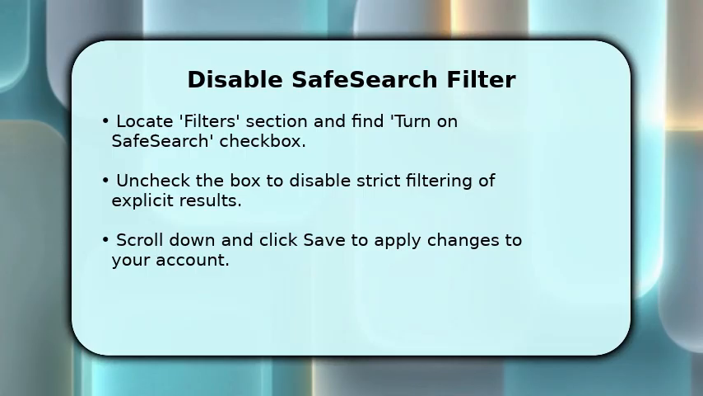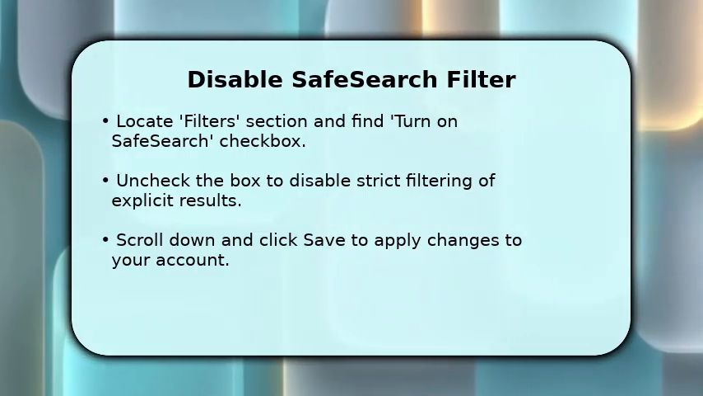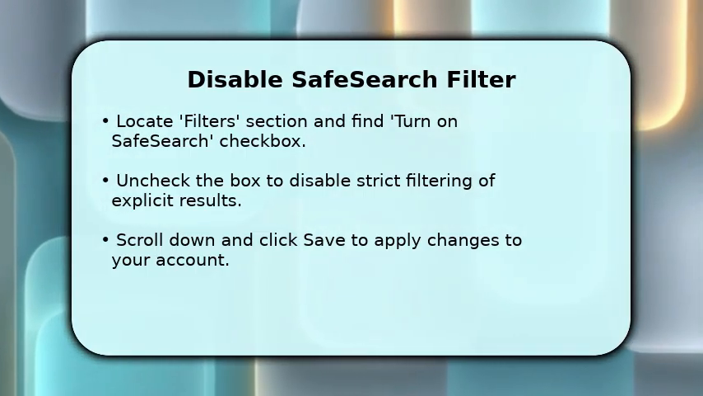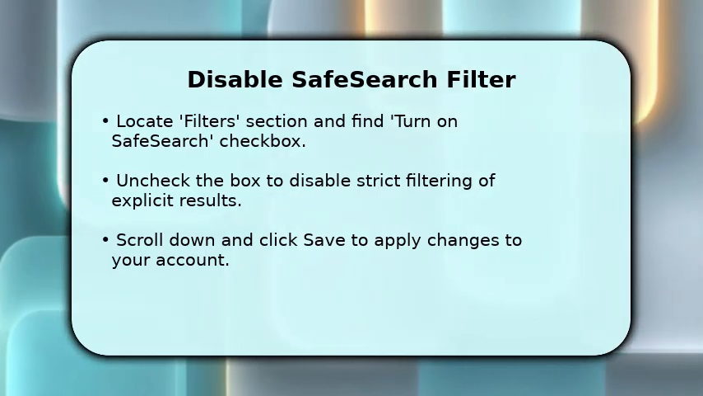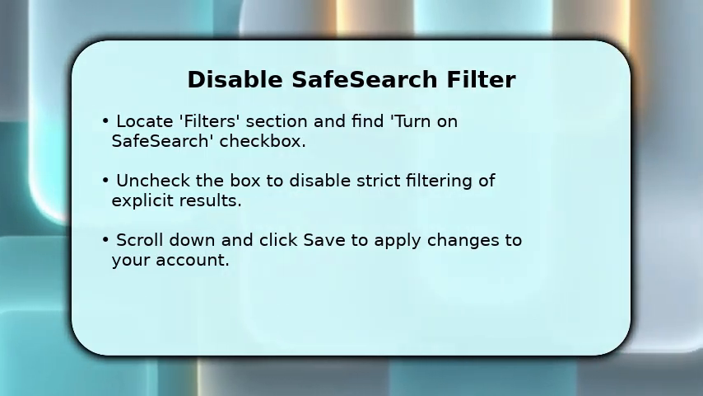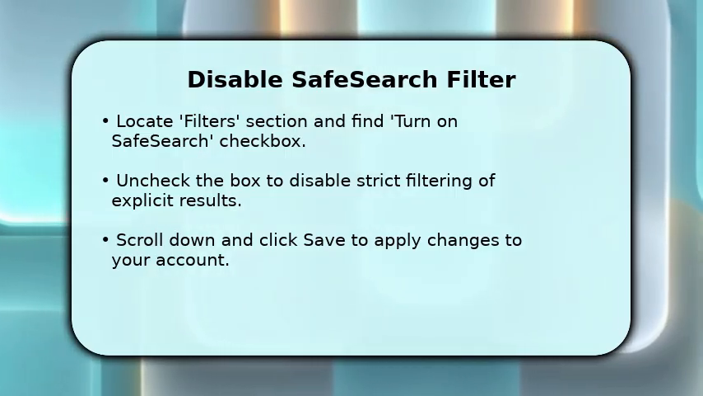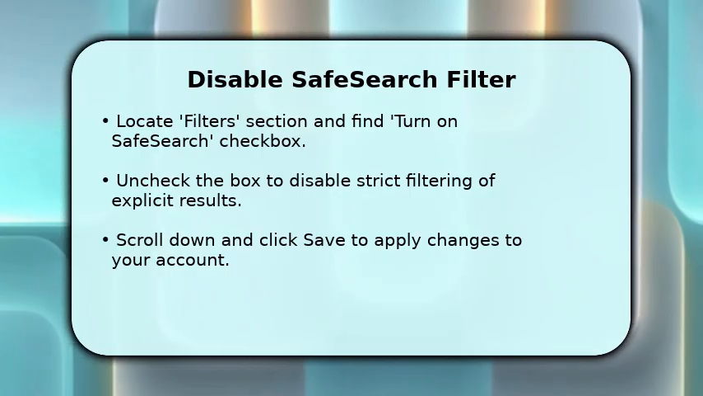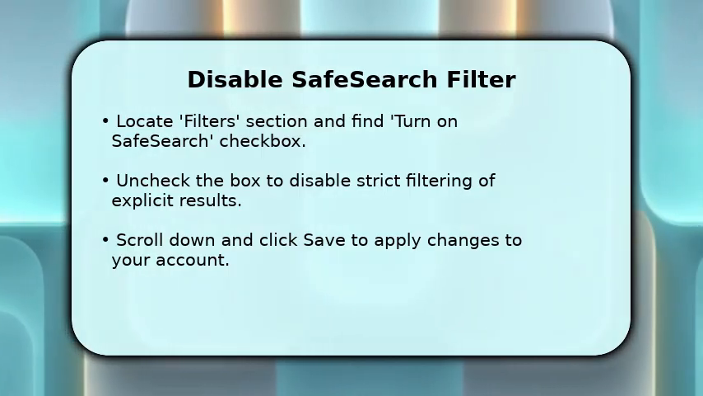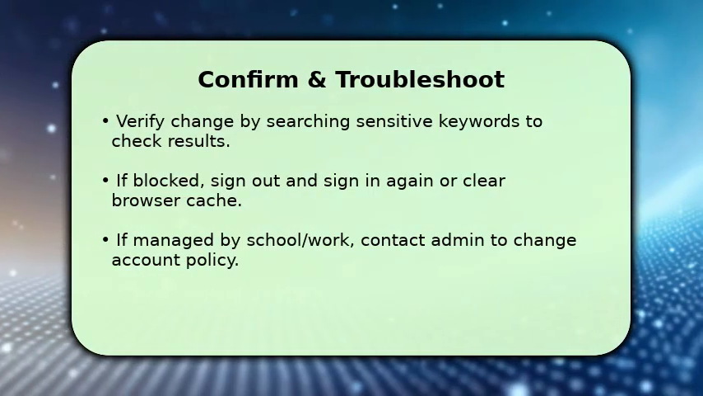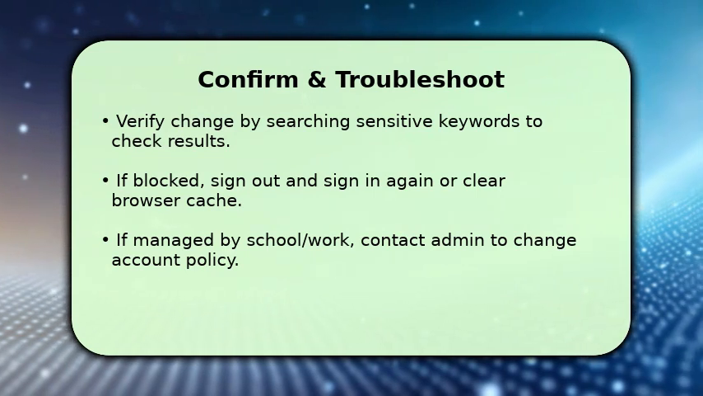After changing the setting, scroll down and click Save so your choice applies immediately. If you use multiple devices, make sure you're signed into the same Google account so this preference propagates. This step removes the filter while leaving other personalized features intact. Finish by testing a search for content that was previously filtered to confirm SafeSearch is off.